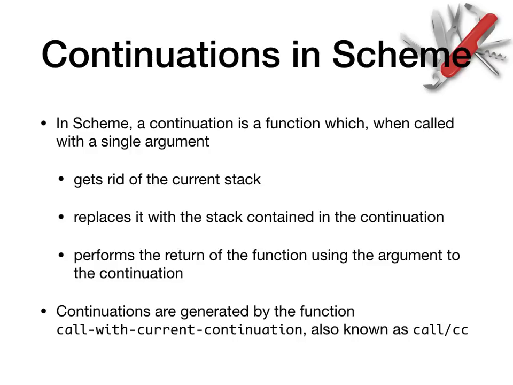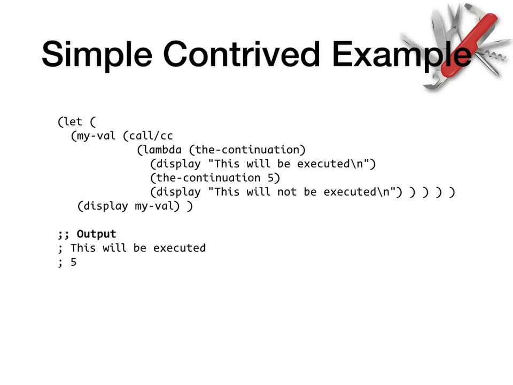Okay, so we're going to look at a few contrived examples. You might say, what's the point of the examples? There's no point to the examples except to show you how it works. Okay, so here's a simple one. So what this does is this creates a variable called myval.